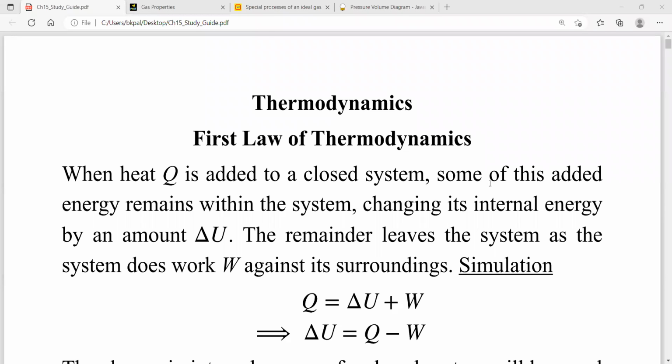Hello everyone. Let's start a new chapter. So today I'm going to start chapter 15, and here you will be learning about laws of thermodynamics.